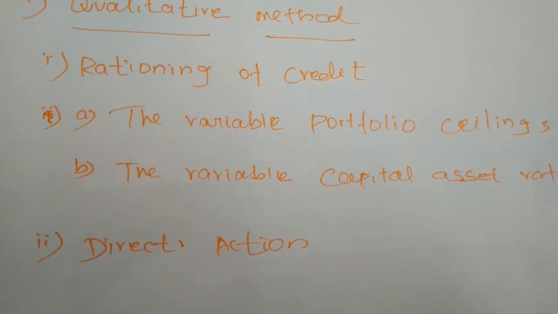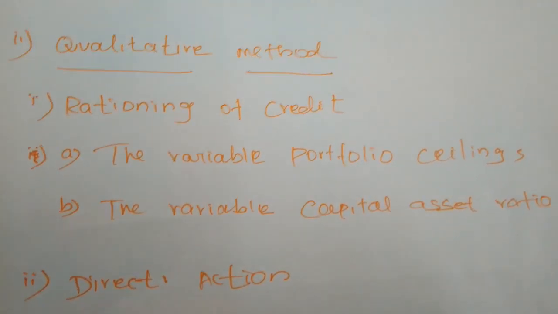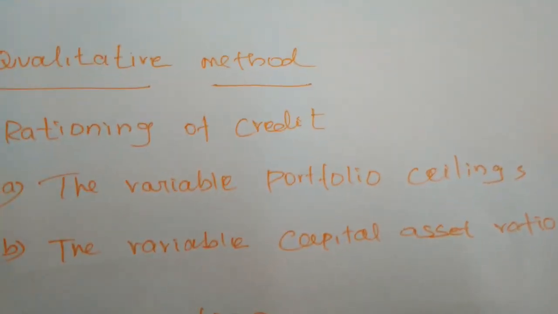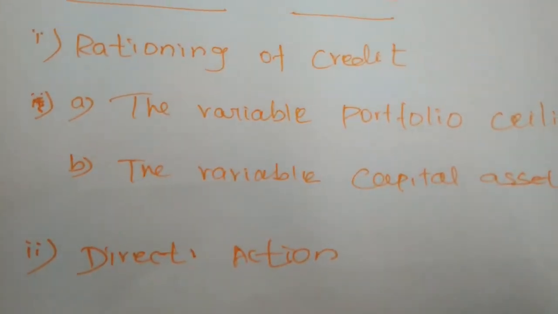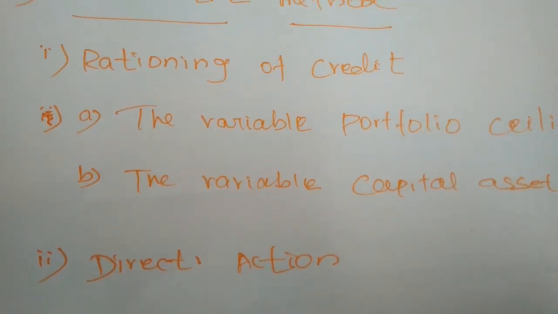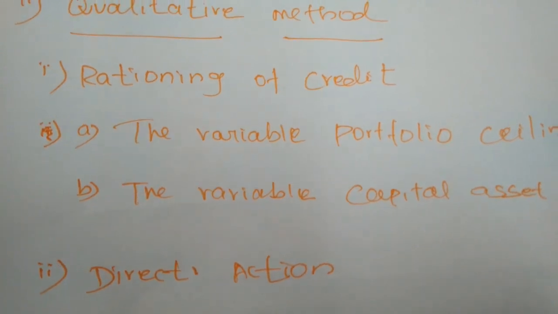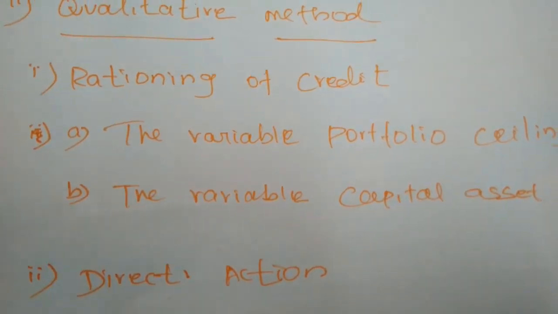The rationing of credit has two types. The first one is the variable portfolio ceilings, in which the central bank fixes a ceiling, or maximum amount, of loans and advances for every commercial bank.